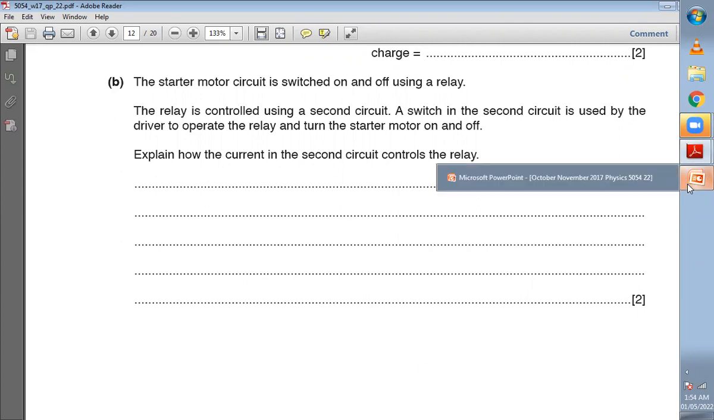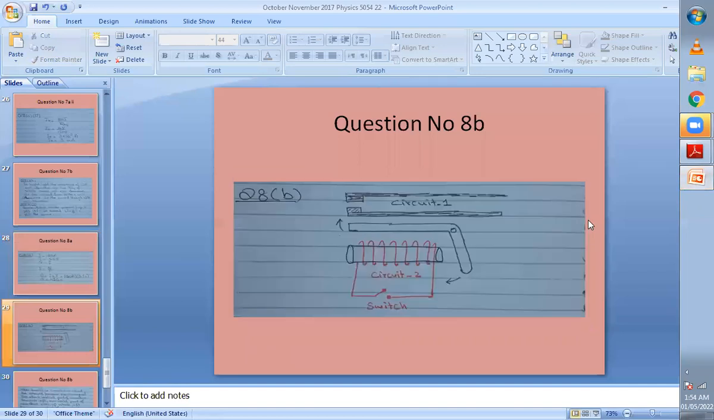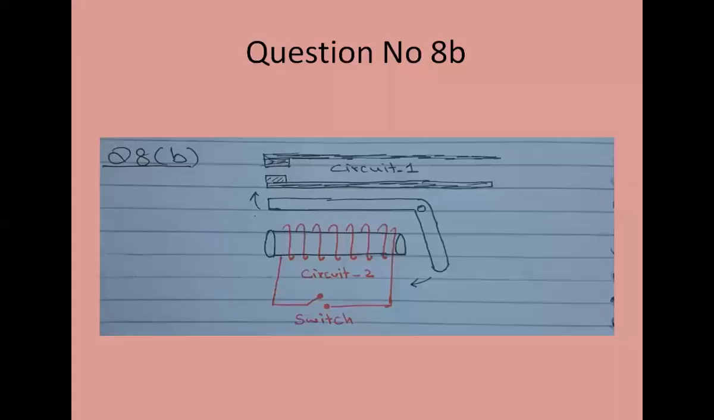Okay, so let me show you. So this is the basic structure of a relay. This is that second circuit. It has low voltage, low current. And this is that first circuit of the starter motor. It will have high voltage, high current in it.